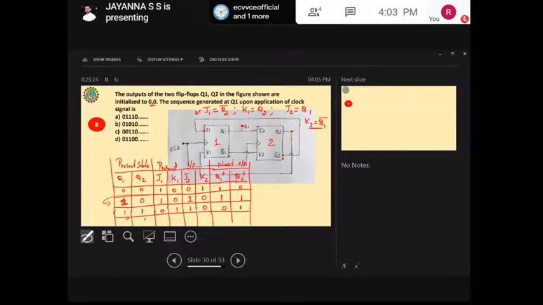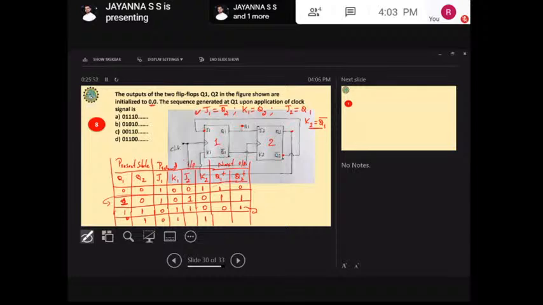0 1 will be the next combination. Sorry for that, please make a note, this is 0 and this is 1. Since this is the actual combination, this is the present input state now. So if it is 0 1, J1 is equal to Q2 bar, that is 0. K1 is equal to Q2, I'm going to get 1. And J2 equal to Q1, 0. And K2 is equal to Q1 bar equal to 1.